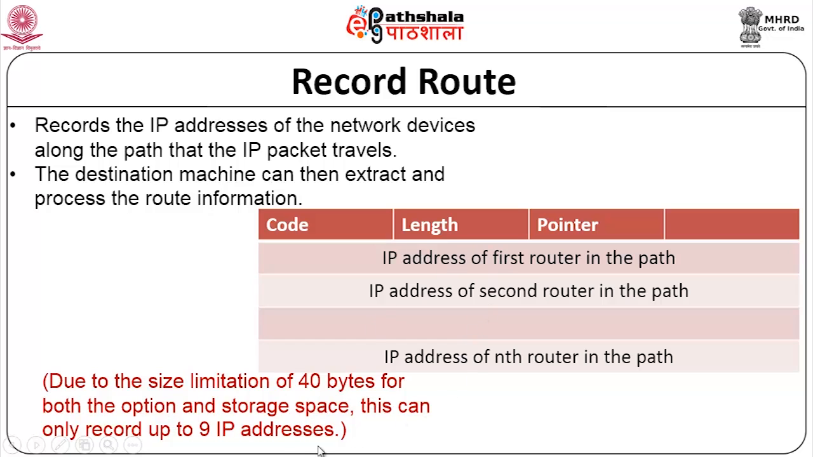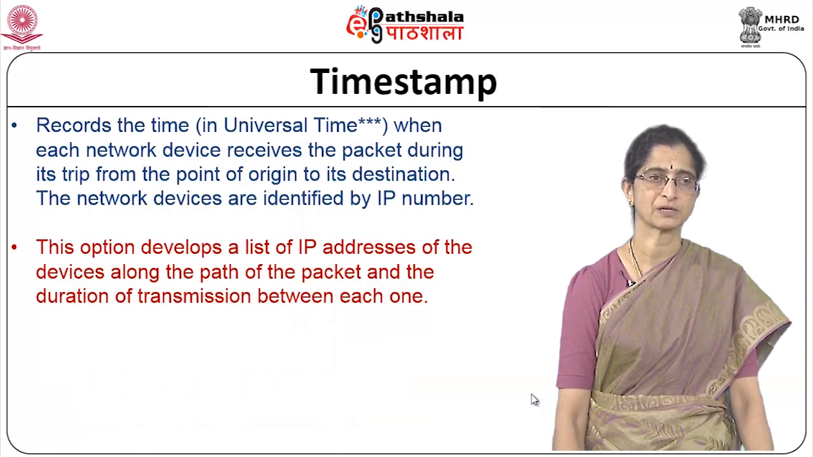So, this can normally record only up to 9 IP addresses. So, if you visit more than 9 IP addresses, obviously you will lose that information. So, that is one of the limitations that we have with the record route option.